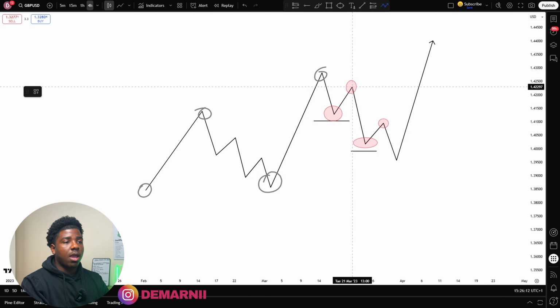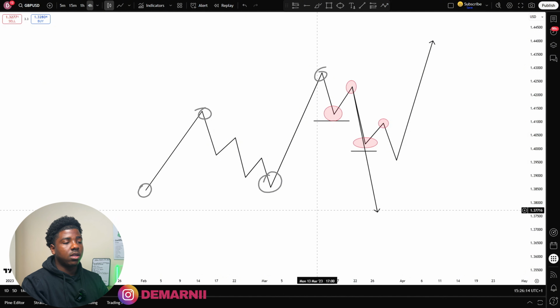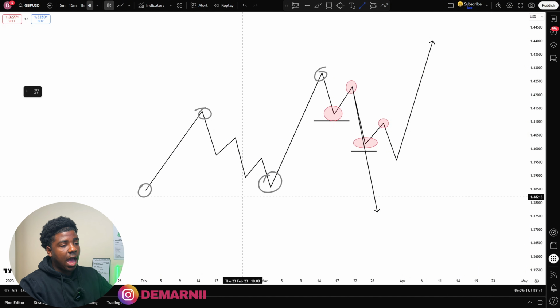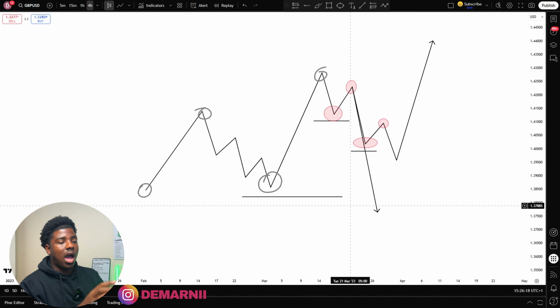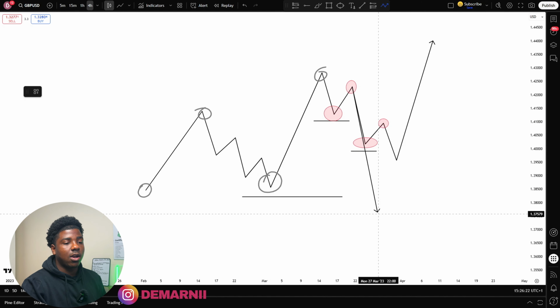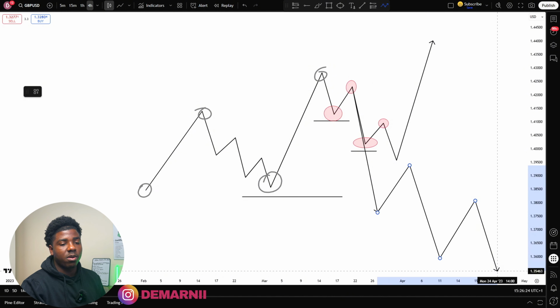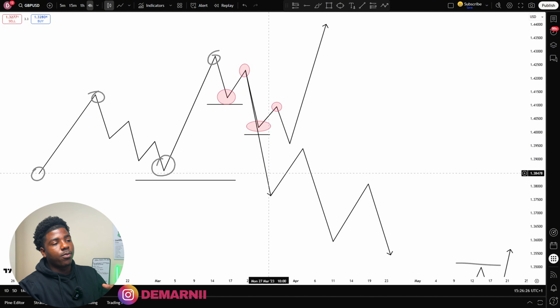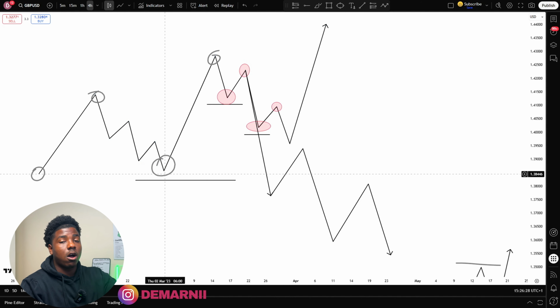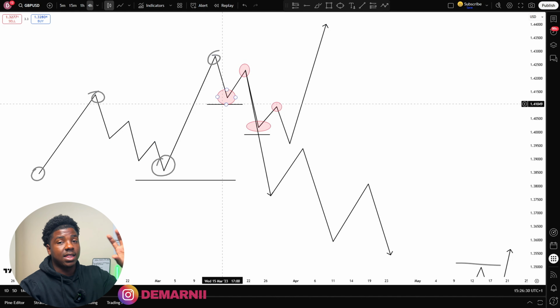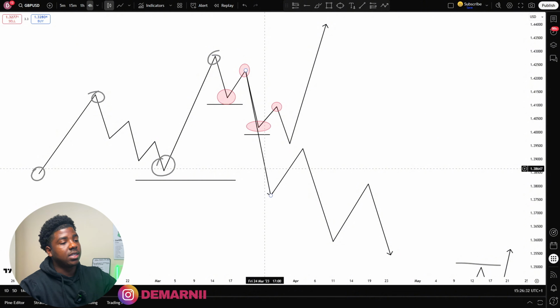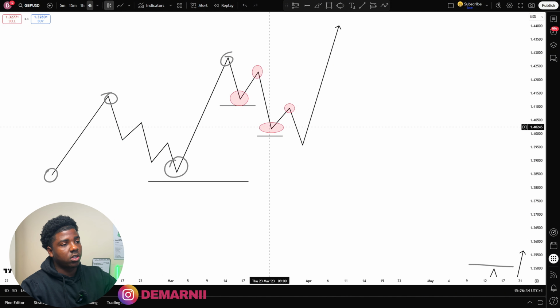If, for example, we came all the way down and we broke this major structure level right here, and this was our change of character, I would anticipate with a higher probability that price is now going to go up and then start coming back down just like that, purely because of the fact that these are our major structure levels and they are the ones that have been broken, instead of these little minor structure levels being broken.